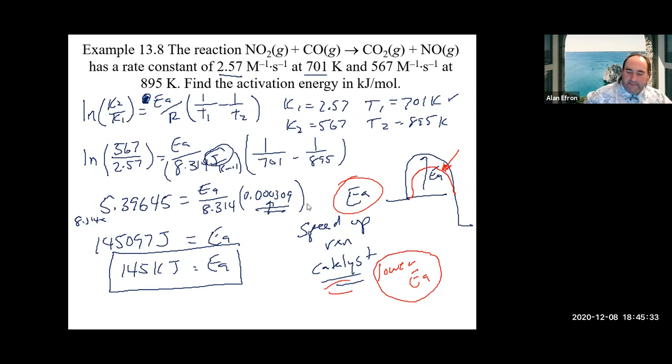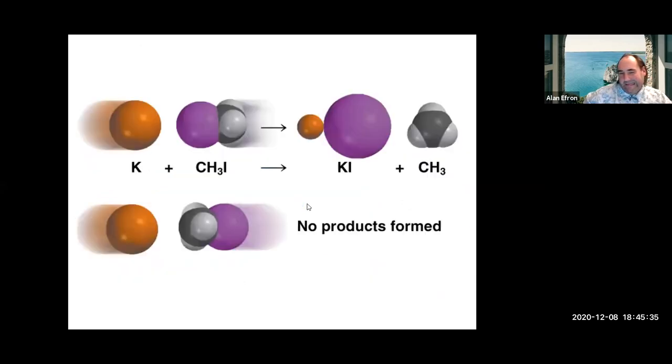So we'll just finish up by briefly talking a little bit about mechanisms and what that is. We're not going to go into great detail, but this is just a picture to indicate what we were talking about earlier. Not all collisions will result in products being formed. They do need to hit each other in the right location with the right amount of energy. So that is the case up here.